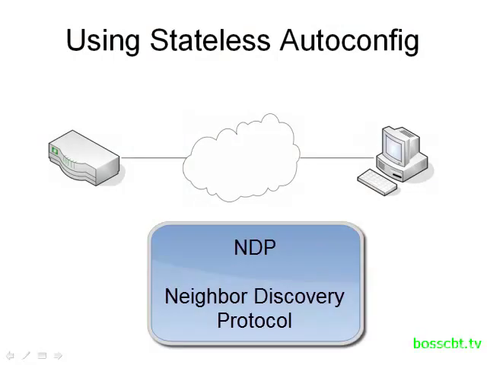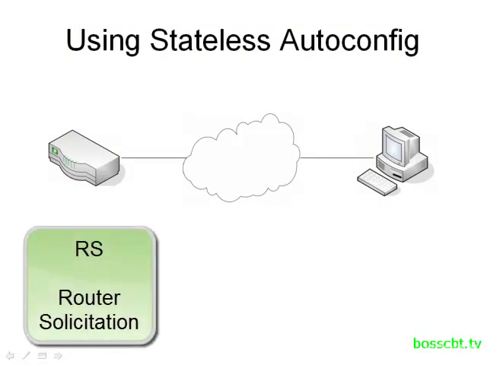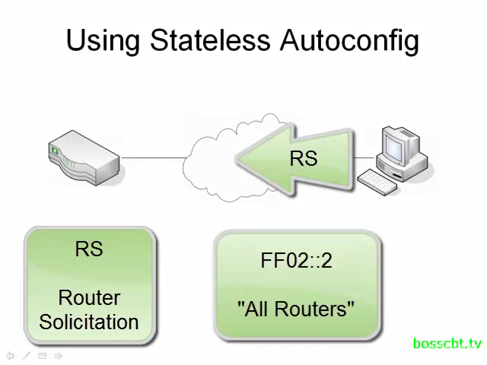Now, NDP works like this. There are two messages used by hosts and routers on a network segment, and these are a type of ICMP message. The first message is the router solicitation, or RS. And a host is going to send a router solicitation message to the multicast IP address FF02::2. And this multicast, by the way, represents all the routers on the subnet. Remember, again, we don't use broadcast anymore in IP version 6.